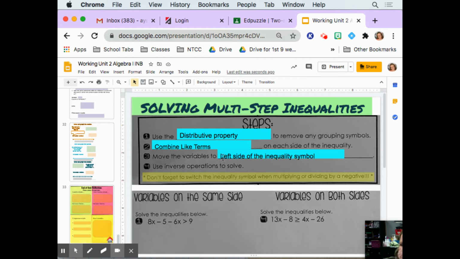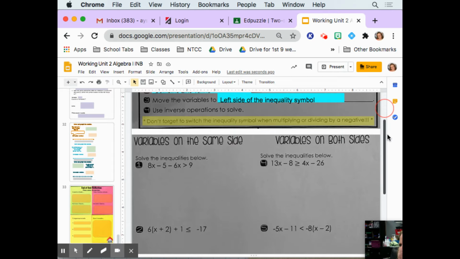So you always want the inequality symbol on the left side. That's the other stipulation. If at the end you have to switch the X and the number, you also switch the symbol. Okay, so let's work these out in our journal. So we already have a page set up. So let's go ahead and write down number one. I'll show you mine after I write down the problem.